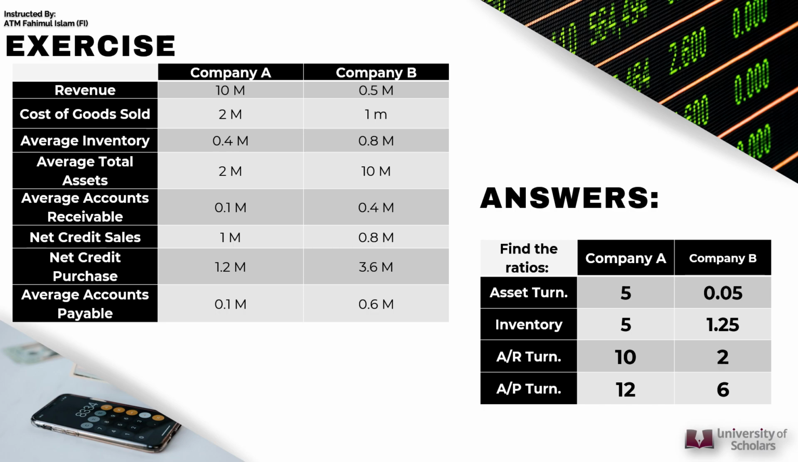So for each and every case, company A has a better ratio, and we should choose company A if we have to choose between company A and company B. So you guys have to write this in your exam paper, the interpretation and the equations also.